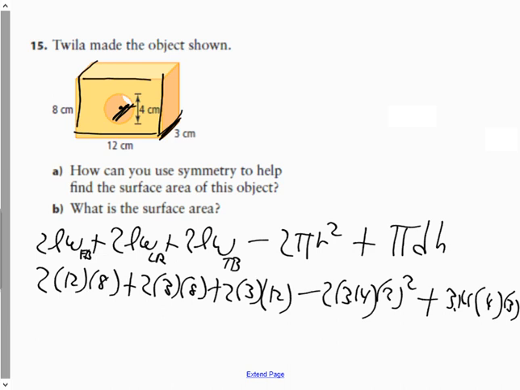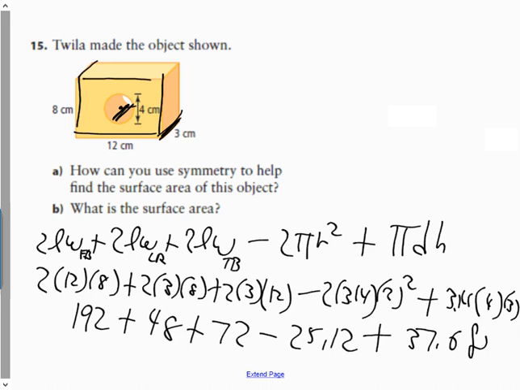So when we do all of our work here, when we work it out, here's what we got. This represents the surface area of the front and back. This represents the area of the left and right. This represents the area of the top and bottom. This represents the area of the two circles that have been cut out that we're going to remove. That's why we're taking it away. And this one over here represents the inner tube that has been created by drilling that hole through.